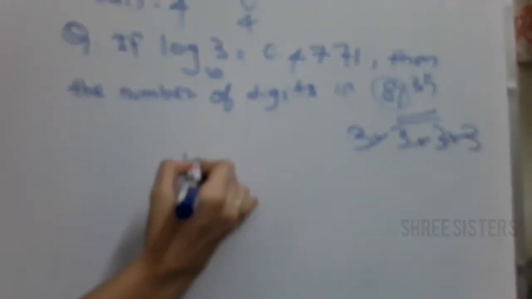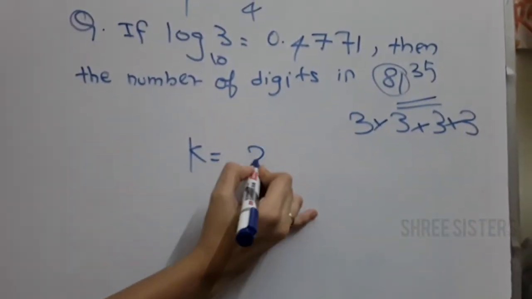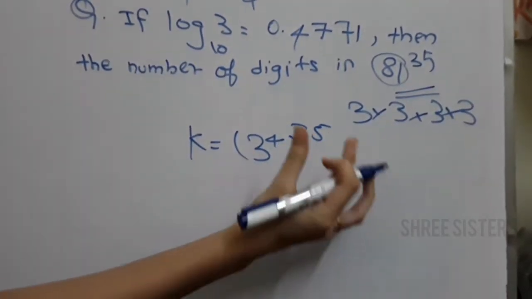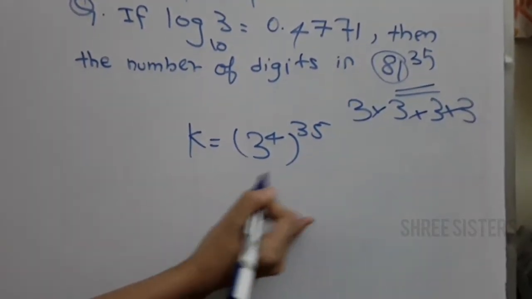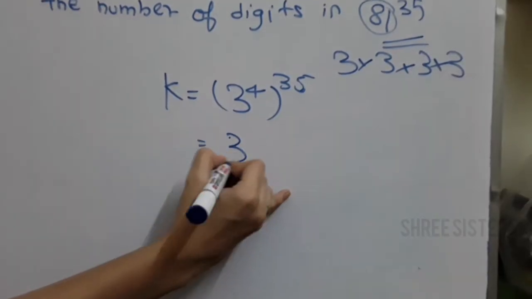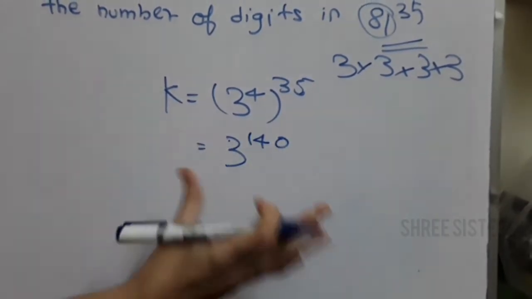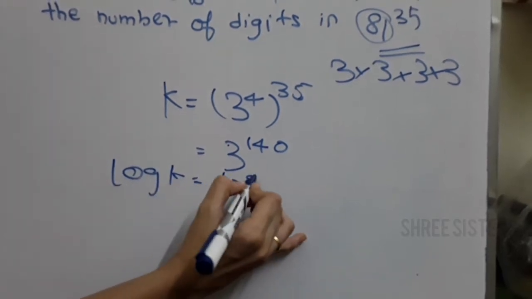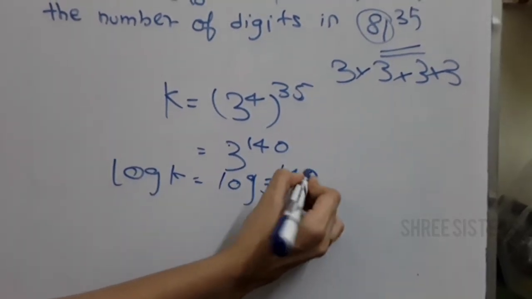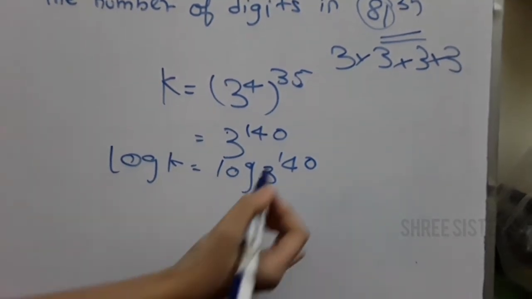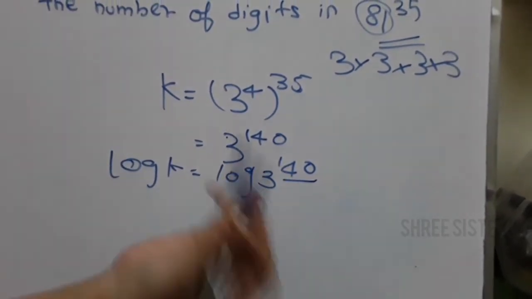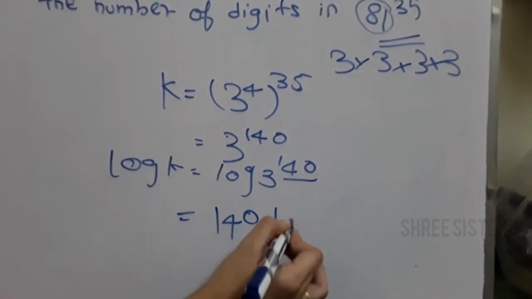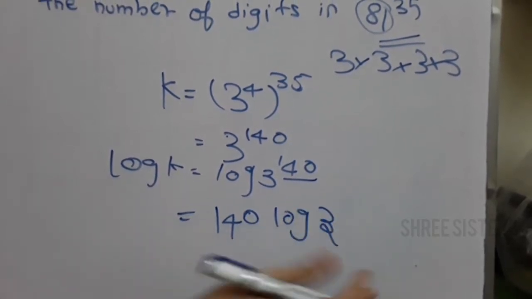So k equals 3 power 4, whole power 35. If there's a whole power, you can multiply these, and 4 into 35 gives 3 power 140. This is what we got. Now log k equals log 3 power 140. As we have seen in the previous sum, we have to take the power in front. This is the logarithm rule. So log k equals 140 log 3.